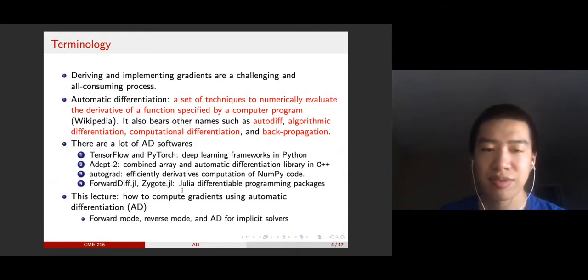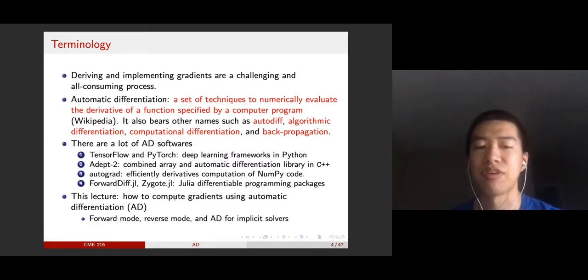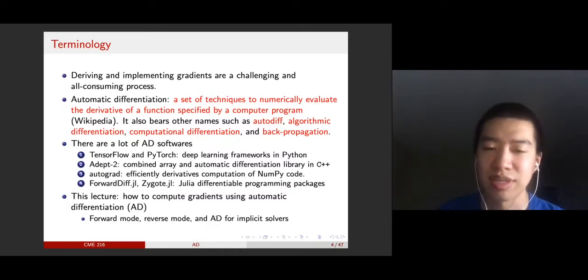And this lecture will be about how to compute the gradients using automatic differentiation. For example, the forward mode and reverse mode, and also one very important technique for scientific computing, automatic differentiation for implicit solvers.